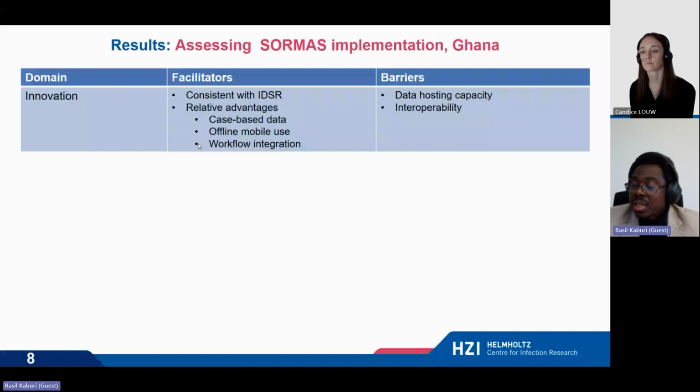Barriers to the innovation had to do with the data hosting capacity of the Ghana Health Service, having to have their own IT center that is able to host the data from the system, from the field and the other components like the laboratory and the clinics. And then the interoperability with the existing database, the DHIS2, also came across as a barrier.